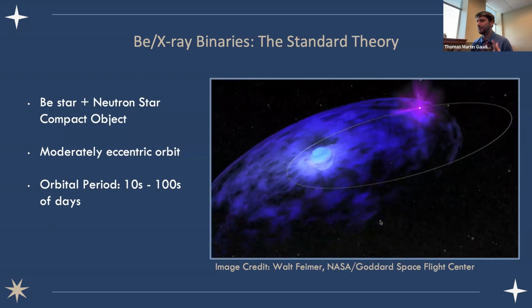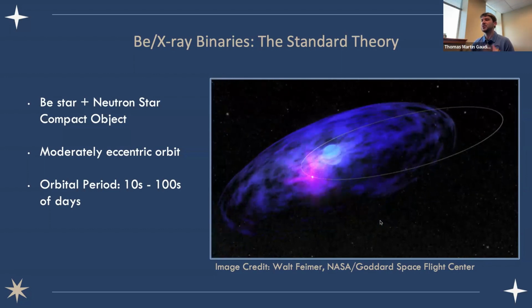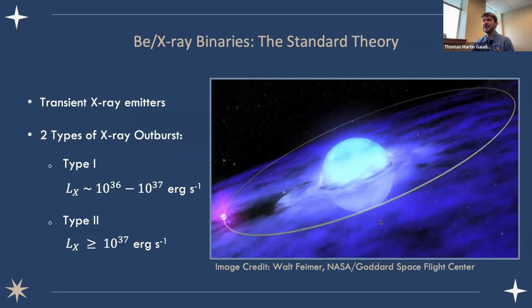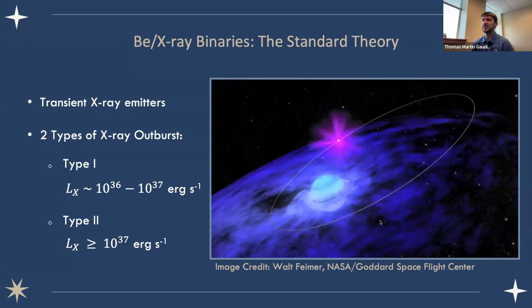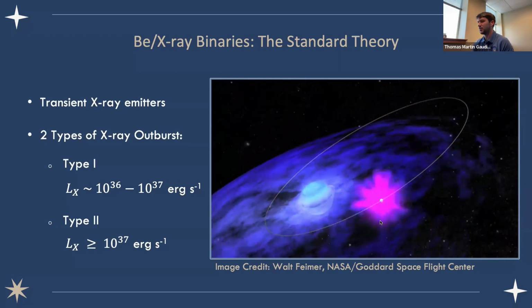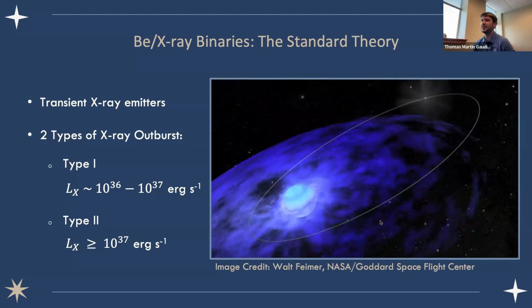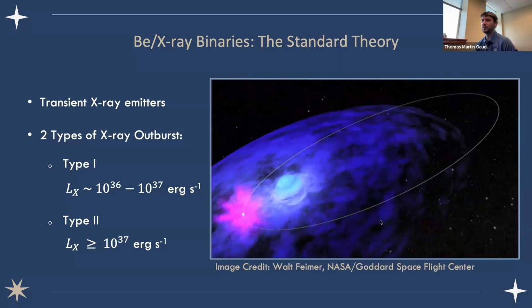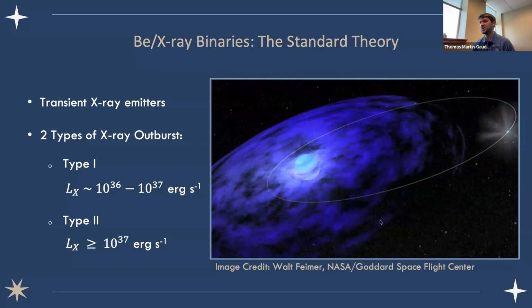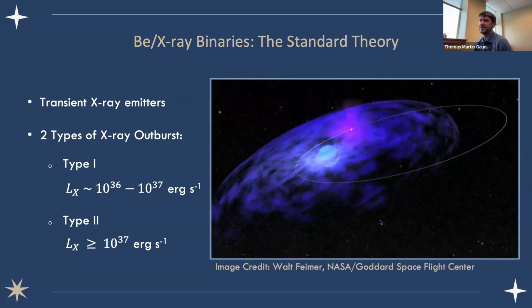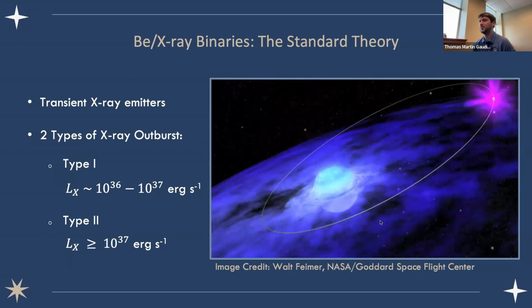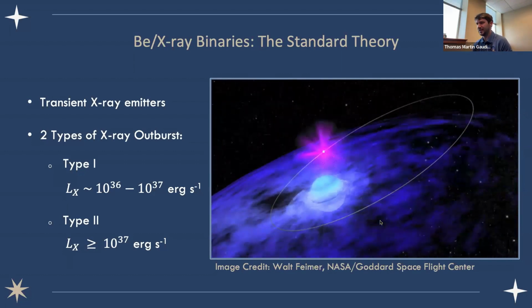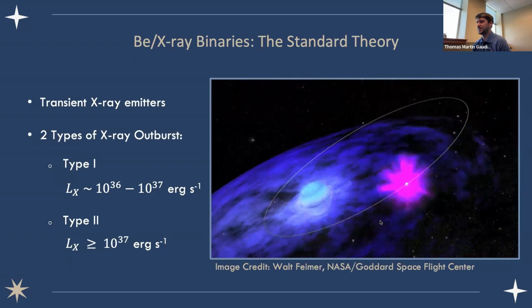But these are not persistent X-ray sources. They are transient X-ray sources. They can spend years in a quiescent state with low-level X-ray luminosity that's only on the order of 10^34 or 10^35 ergs per second, which is at or below the detection threshold for most X-ray telescopes. But after years of quiescence, these systems can produce one of two different types of luminous X-ray outbursts that we can observe due to interactions between that neutron star and circumstellar disk material.